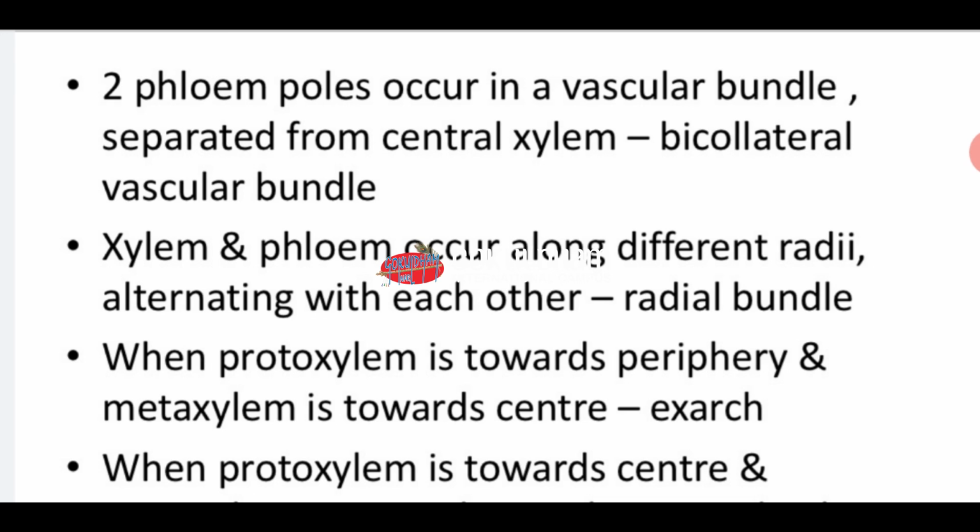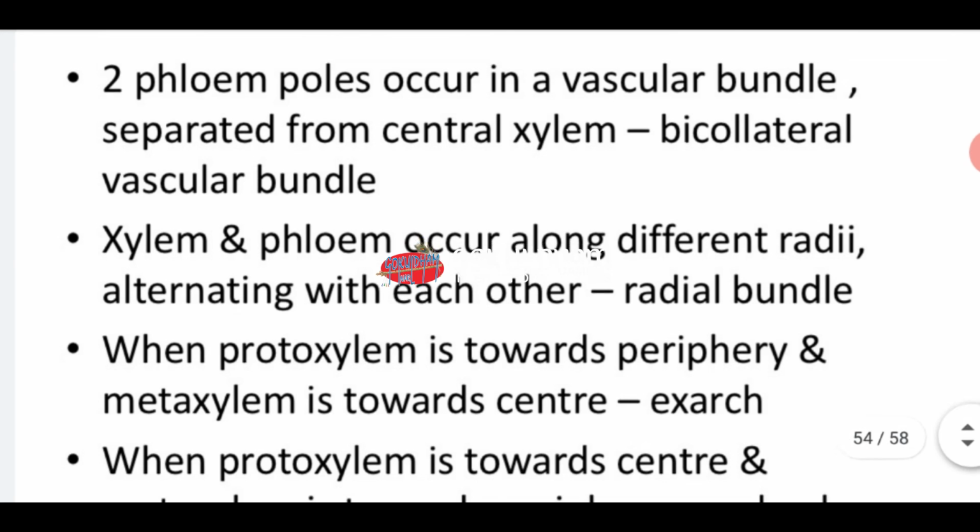Then when xylem and phloem occur along different radii alternating with each other, it is known as a radial vascular bundle. When protoxylem is toward the periphery and metaxylem is toward the center, it is known as exarch. Means when protoxylem is toward the outside, you call it exarch, and when protoxylem is toward the center it is known as endarch.